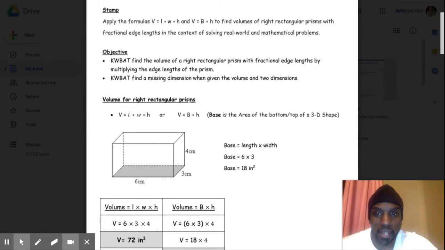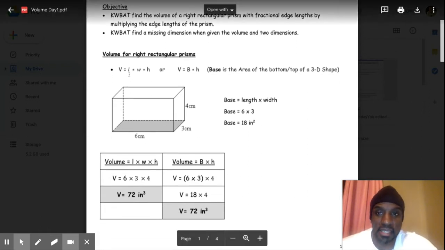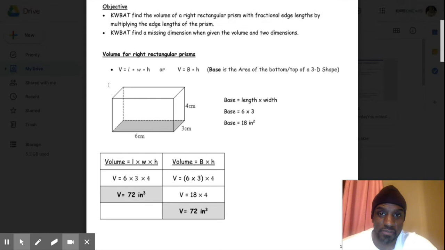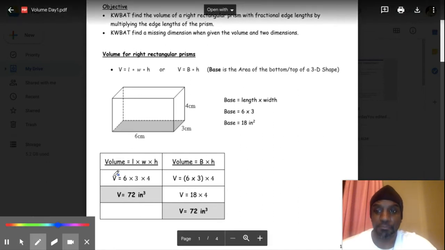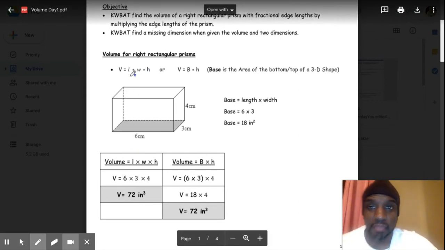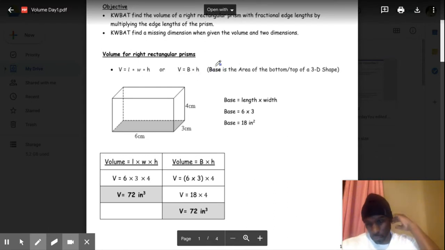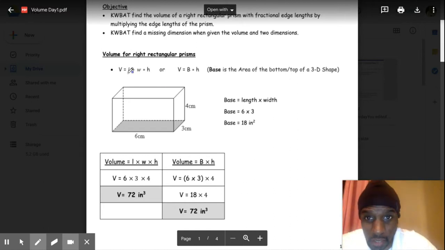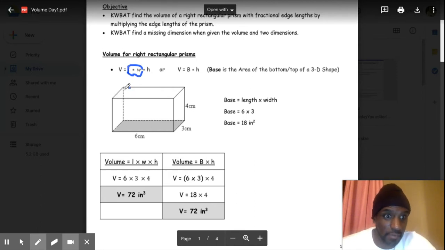We have a right rectangular prism here, and we see that volume equals length times width times height. That's the formula I'm using right here. And we see that there's another formula, volume equals base times height. Now, what is the base? What is the difference in those two formulas? Well, basically, the base is nothing more than this right here. That right there, that's your base. This little part right here, that L times W, length times width, that's your base. That's another way of saying base. That's what the base is.